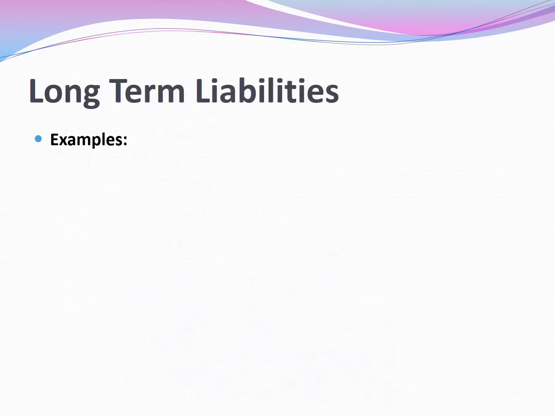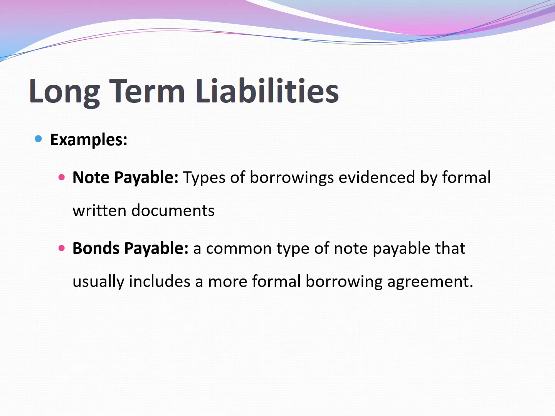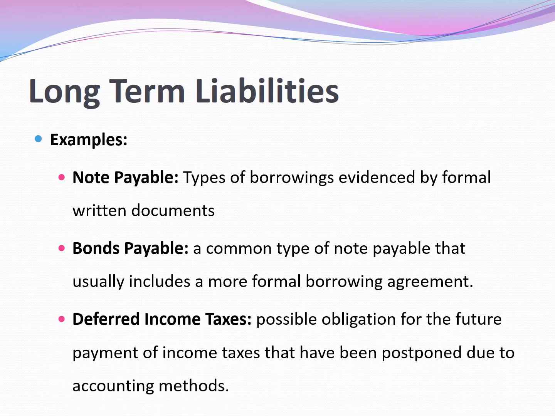Examples: note payable, types of borrowings evidenced by formal written documents. Bonds payable, a common type of note payable, that usually includes a more formal borrowing agreement. Deferred income taxes, a possible obligation for the future payment of income taxes that have been postponed due to accounting methods.